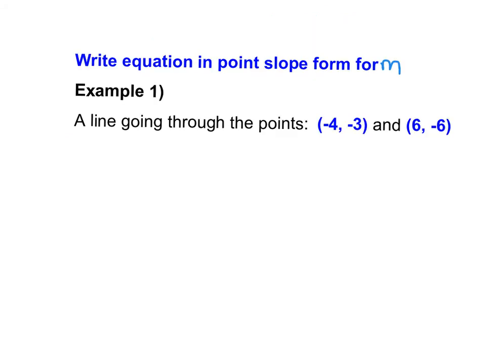So let's try an example. What we see here is we're given some information about our line. We have 2 points that our line goes through. So the instructions are asking us to write an equation in point-slope form, and they've given us 2 points. Now remember, in order to write an equation in point-slope form, we need both a point and a slope. So we're going to have to use our knowledge of slope calculation to actually calculate our slope.